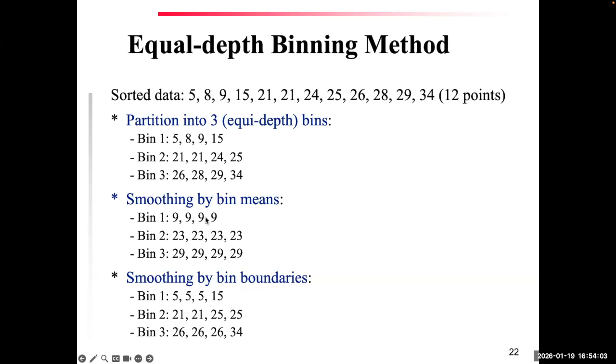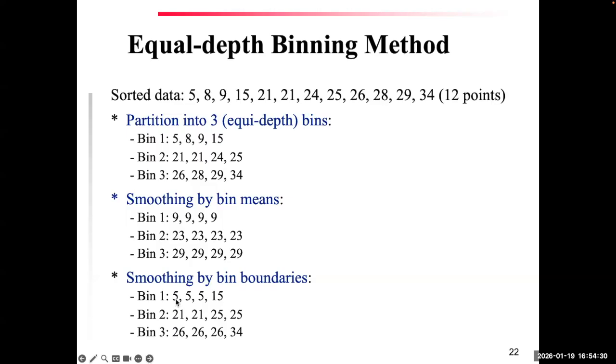Smoothing by bin means, you replace each value with the mean of that bin. Mean of bin 1 is 9, so all values are replaced by 9. Mean of bin 2 is 23, all values are replaced by 23. And mean of bin 3 is 29, so all values are replaced by 29. Now, smoothing by bin boundaries, again, the same thing. You replace each value with the bin boundaries. What are bin boundaries? Min and max of that bin.